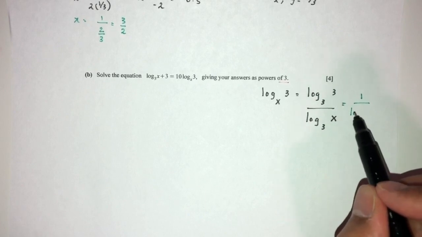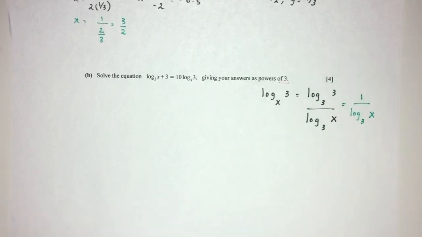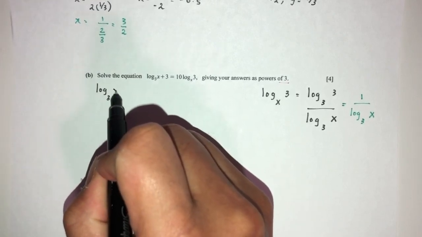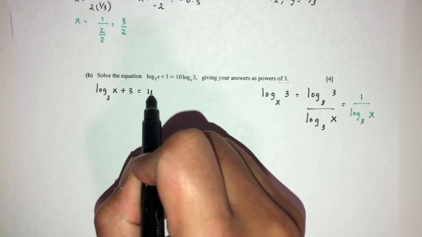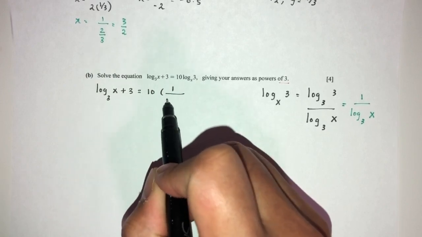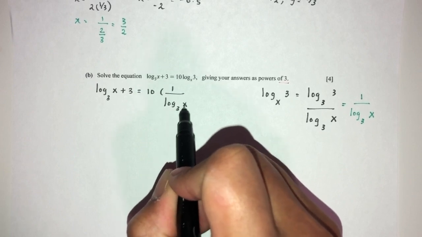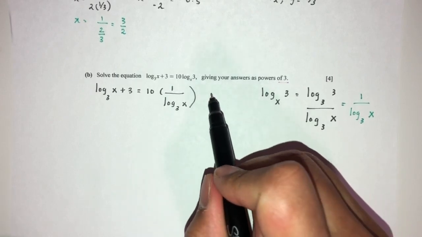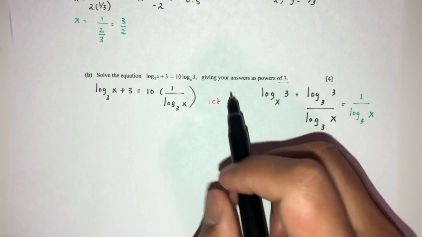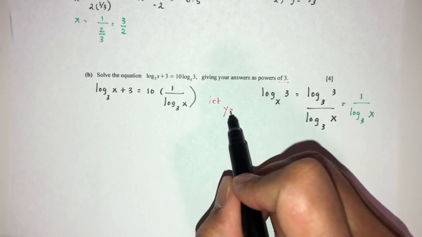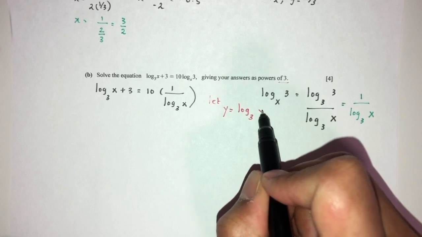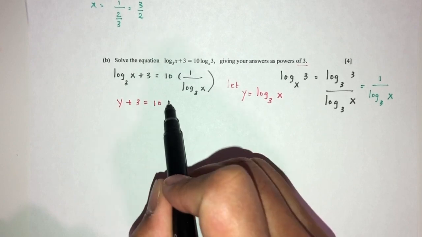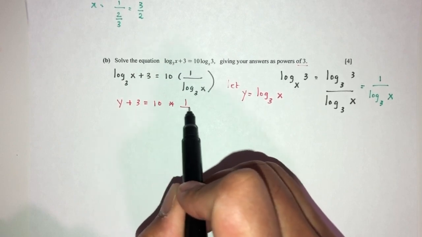This is 1, and this will be just log 3 of x. I can replace. You will have log 3 of x plus 3 is equal to 10 times 1 over log 3 of x. Now definitely this looks kind of scary, so what can I do for now? I can say well, let y equal log base 3 of x. So you will have y plus 3 is equal to 10 times 1 over y.